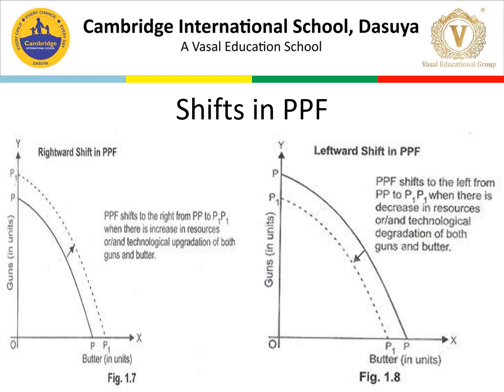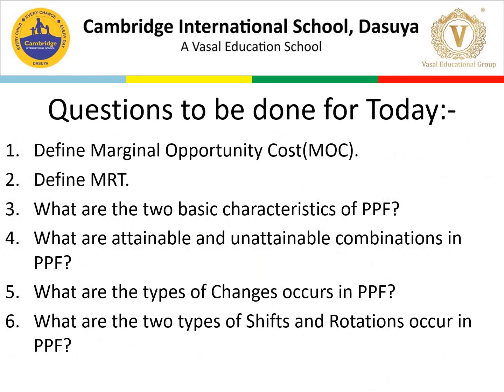So what do you have to do after this? Again, related to your topics. The first topic we did today is marginal opportunity cost. You have to write the definition for this, as I've explained to you. Next is define MRT. That also you have to explain. Then, what are the basic characteristics of PPF? You have to write both characteristics. I've mentioned both, but you have to give an explanation for that.